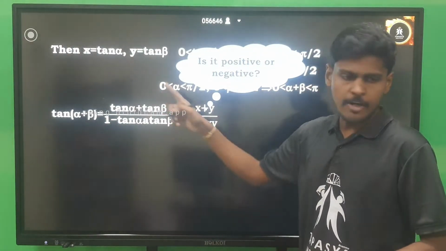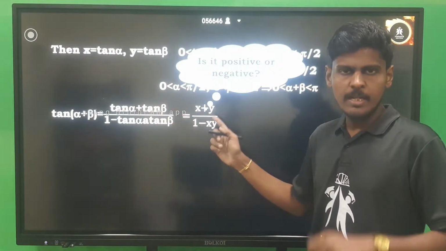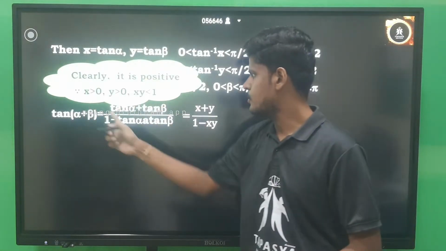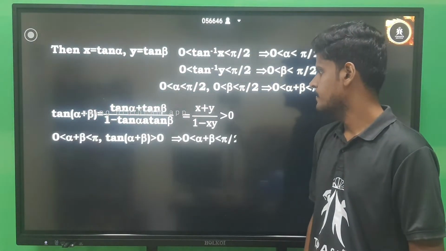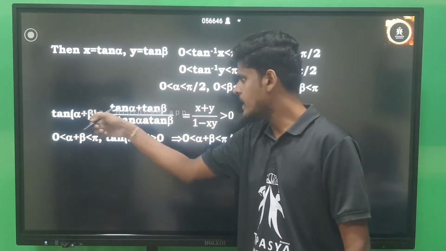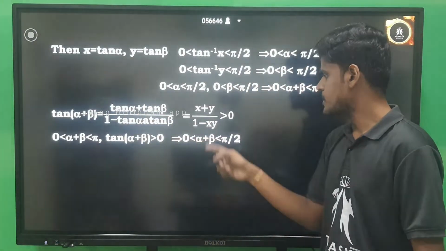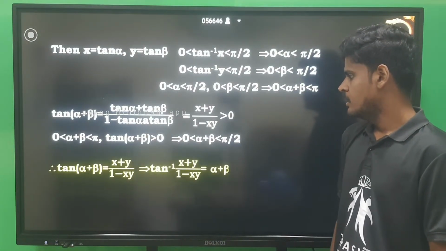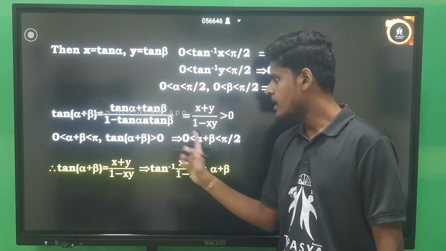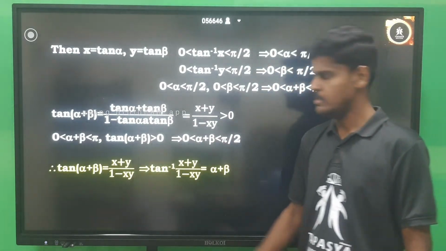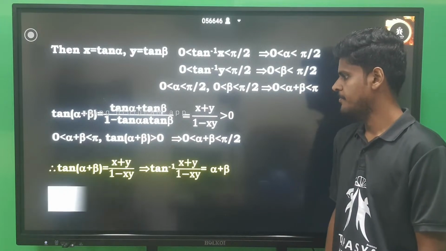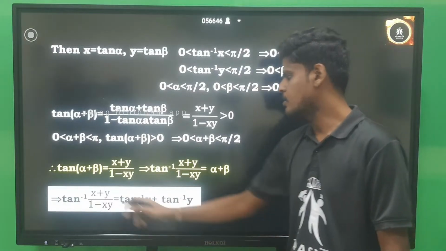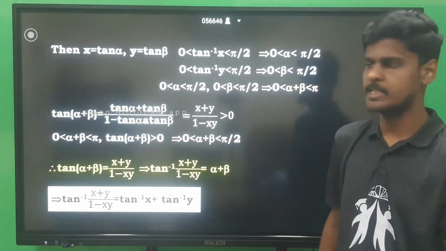What does that mean? Tan theta is positive means theta lies between 0 to 90. Here theta is nothing but alpha plus beta. So alpha plus beta lies between 0 to 90 degrees. From this, 0 to 90 degrees is already in the domain, so we can take it as it is. That is the proof for the first one. So tan inverse x plus tan inverse y is equal to tan inverse of (x plus y) by (1 minus xy).